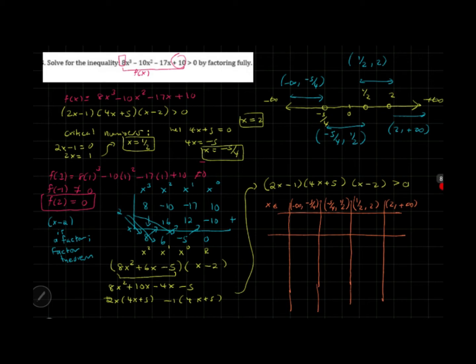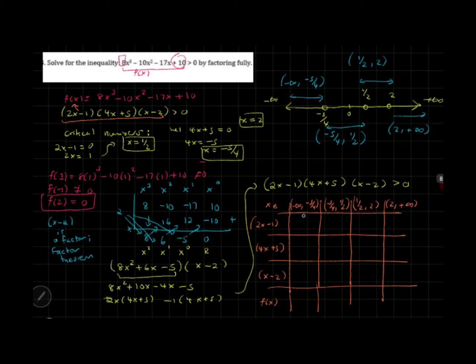And then what we're going to do is place our factors in these rows. In the last row here, I'm going to call this f of x to talk about my collective function. So all of this is my collective function f of x. And here I'm going to place my factors. One of your factors is 2x minus 1. The other factor is 4x plus 5. And the other factor here is x minus 2.